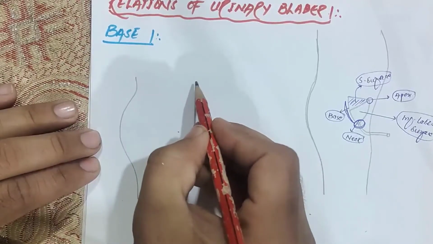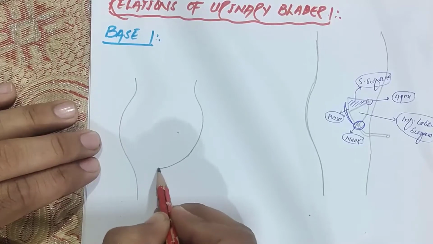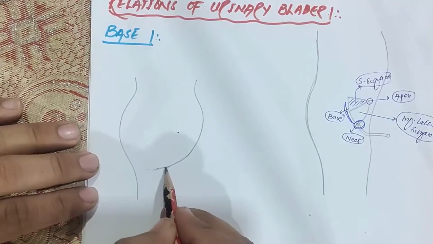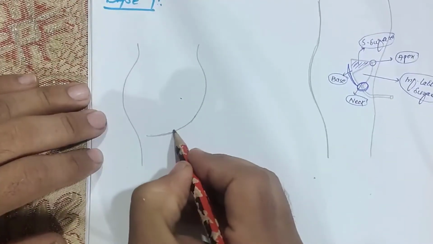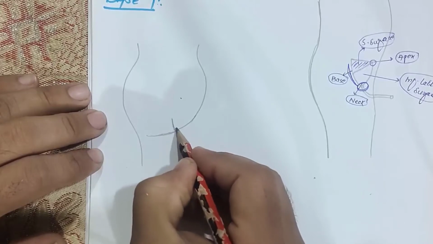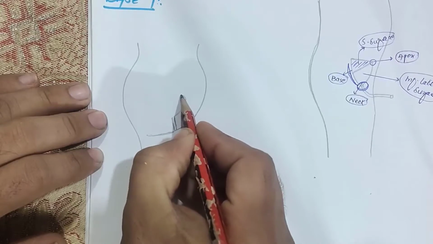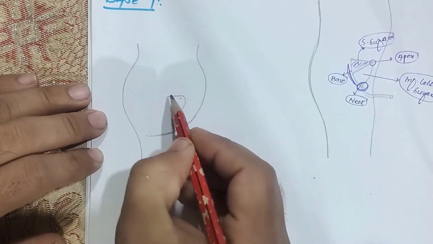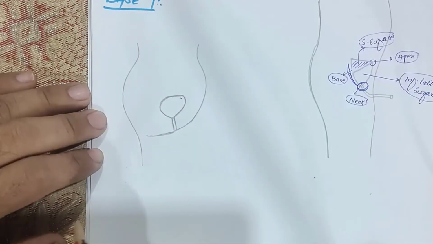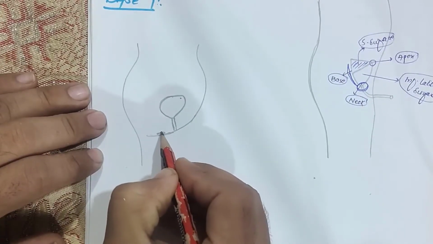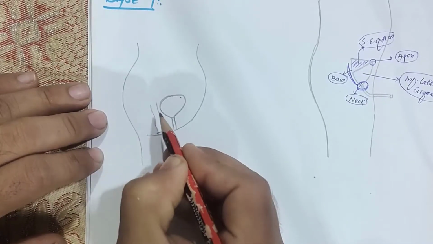So if this is a female, right, we just want to know about the relations of the urinary bladder. Look carefully. This is the urethra of this female, right? This is the urethra, and then here is her urinary bladder. So very easily, this is the urinary bladder of the female, right? And you know, here is the vagina of the female, right? So this is the vagina, right?